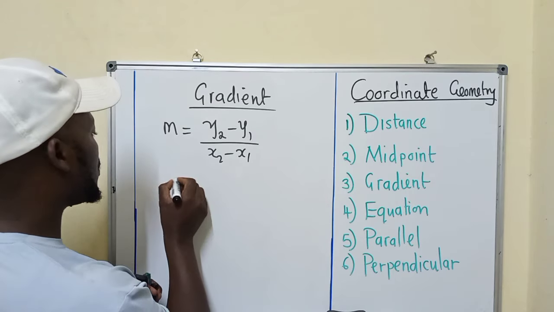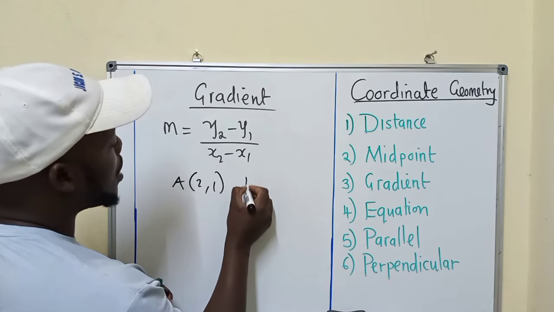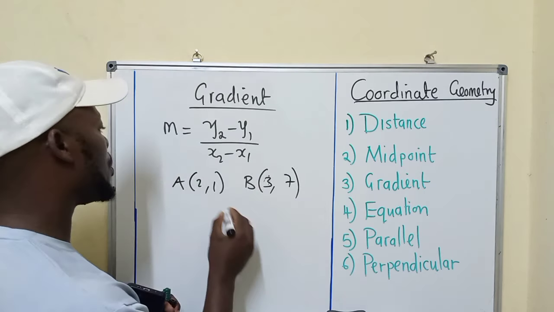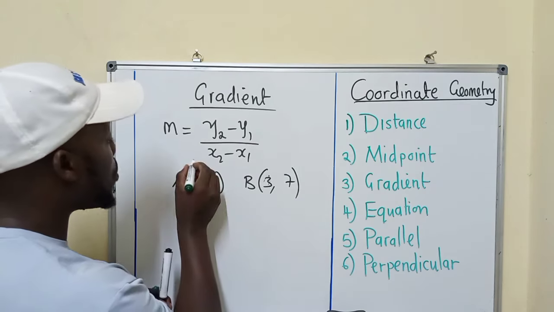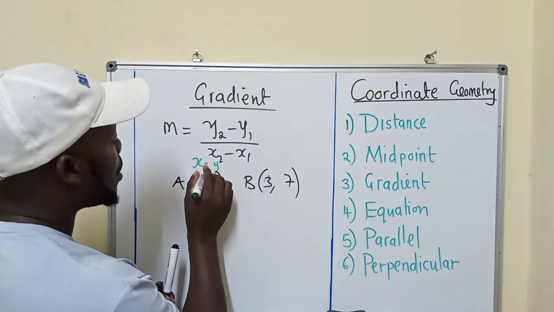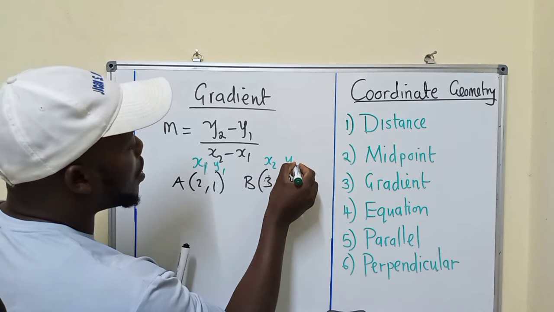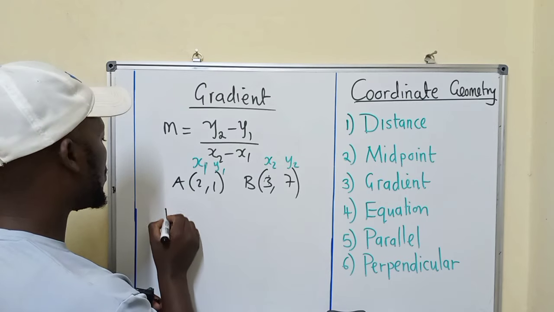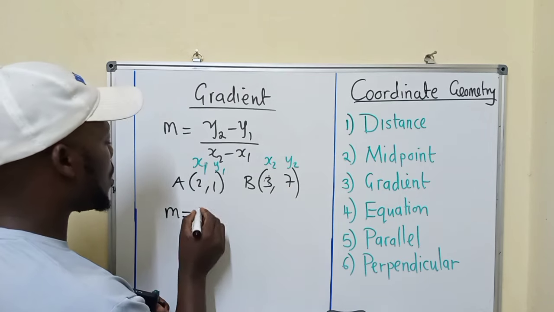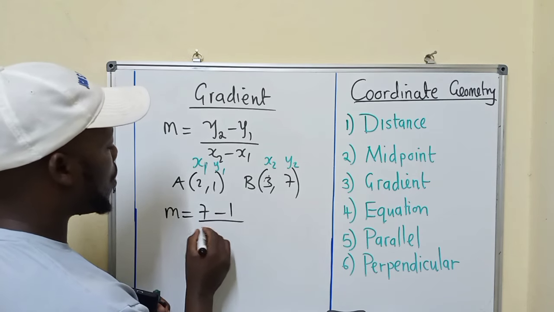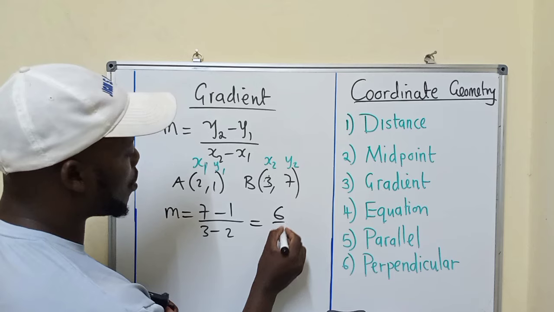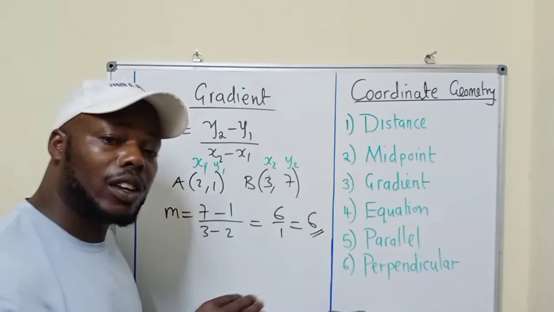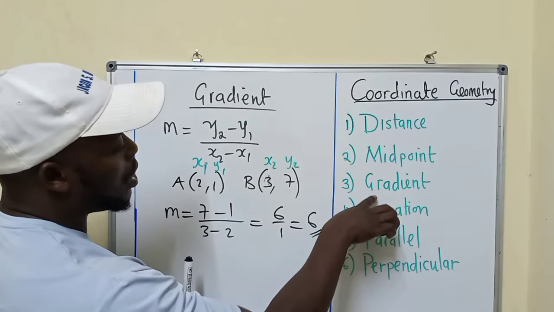So let's use the same points. A is (2,1), and B there is (3,7). Okay, so as usual, it's very important to indicate your subscripts like I've done here, so that it's easier for you to plug in. So y subscript 2 is 7 minus 1 over 3 minus 2, which is giving us 6 over 1, and this is 6. Our gradient in this case is 6. We're done with the gradient.